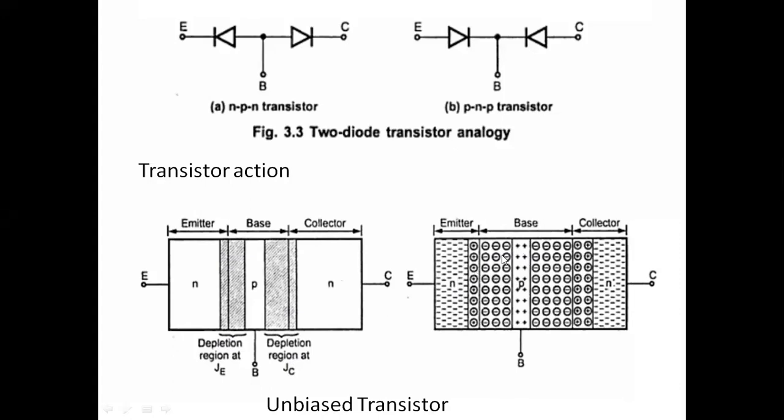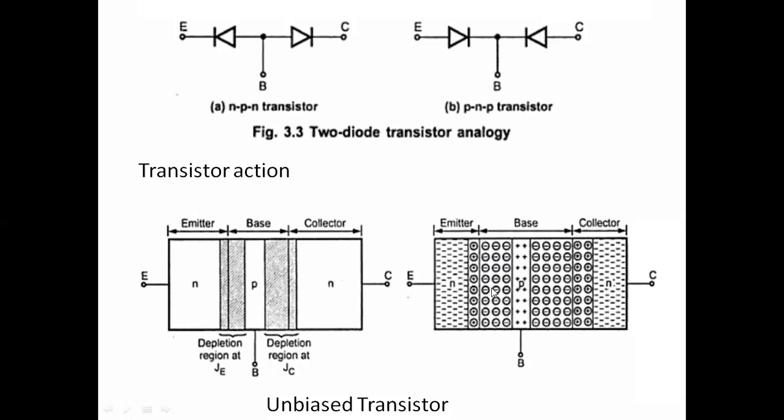The right side of the figure shows the N region we have considered. These are the electrons, and on the base side we have formed a depletion region. The plus sign indicates the positive charge carriers, and the negative sign indicates the electrons, that is negative charge carriers. This is the base region, and in between base and emitter we have a depletion region.